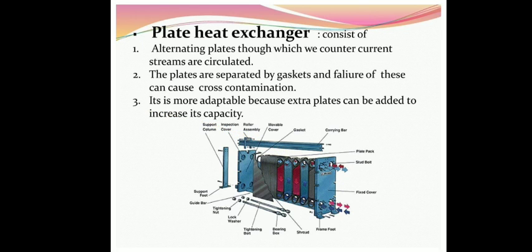These were the two types of indirect heat exchangers. In the indirect heat exchangers, we can use double spiral heat exchanger or the plate heat exchanger.